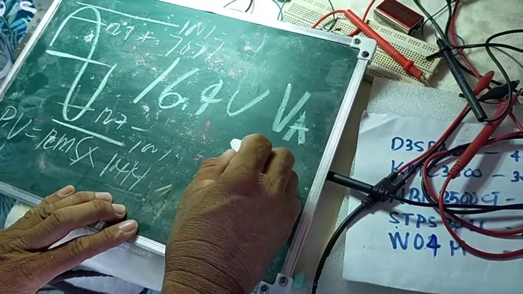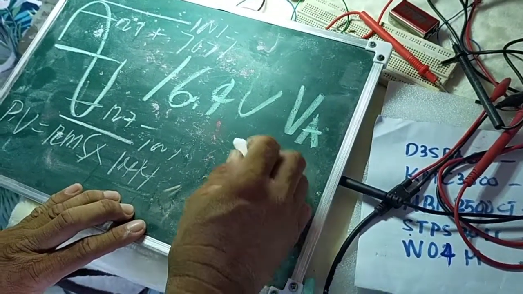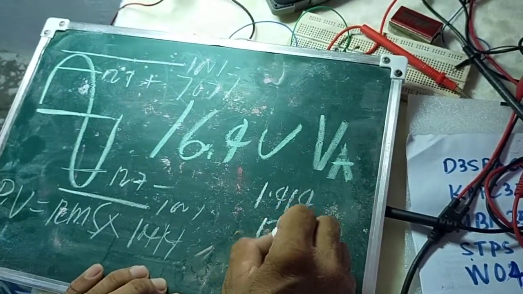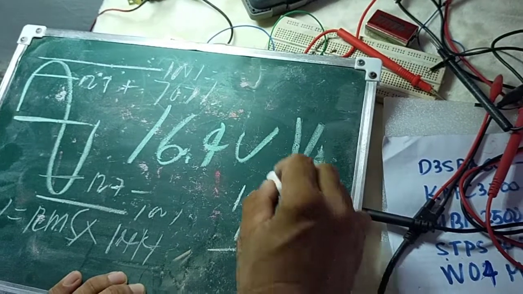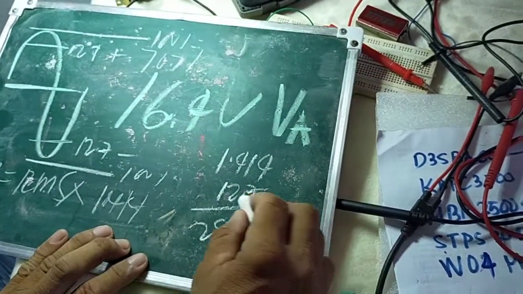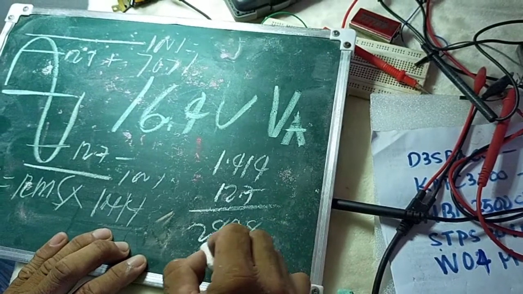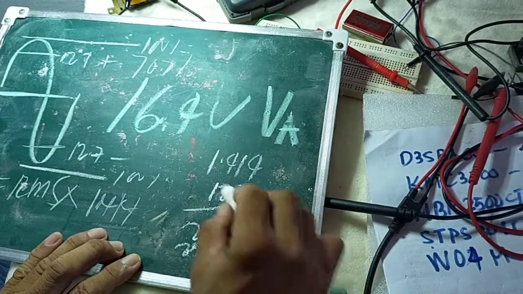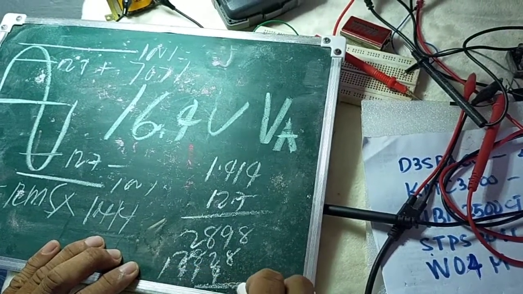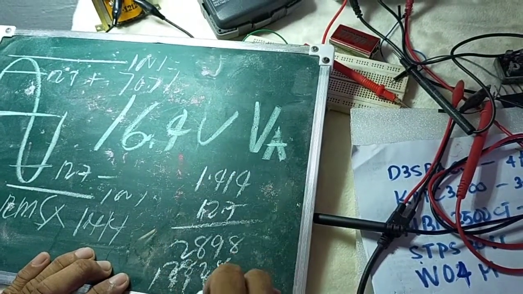Okay, we have here 1.414 times 12.7. 28 to 9, 28 to 9. So we have 8 to 8 2. Then 4 1 4 1. 8 7 10 1 15.